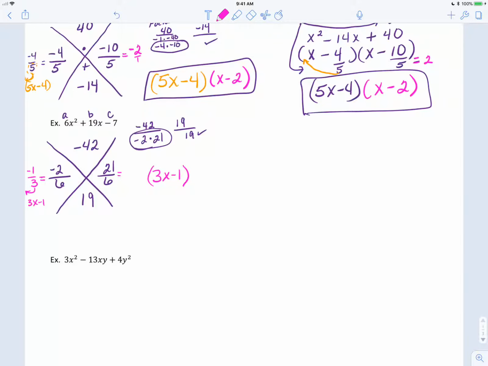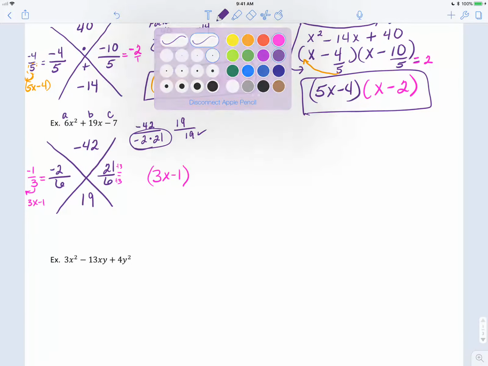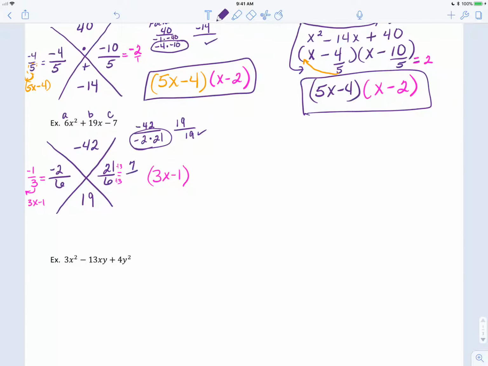This 21 over 6, can that reduce? Three goes into each one of those. So if we divide each one by 3, that gives us 7 over 2. So the 2 is going to move to the front, creating 2x plus 7, because that was our positive side. So that is that factored.